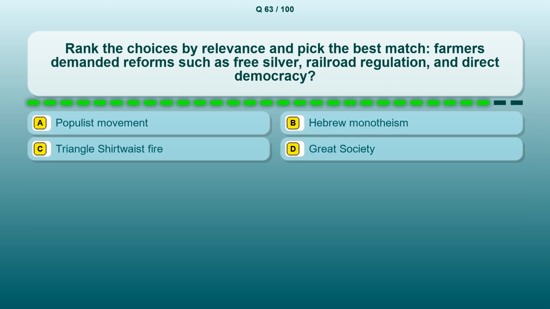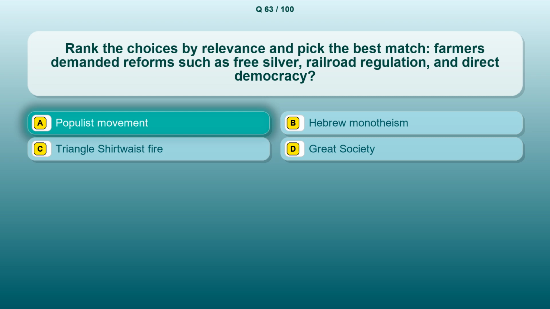Question 63. Rank the choices by relevance and pick the best match. Farmers demanded reforms such as free silver, railroad regulation, and direct democracy. Option A, Populist movement. Option B, Hebrew monotheism. Option C, Triangle Shirtwaist Fire. Option D, Great Society.